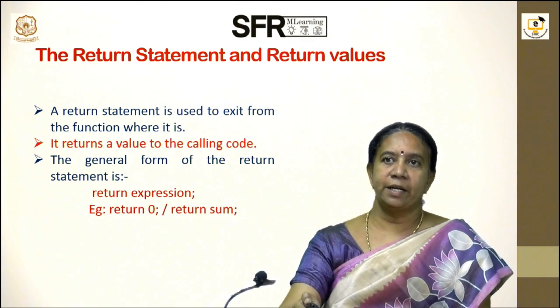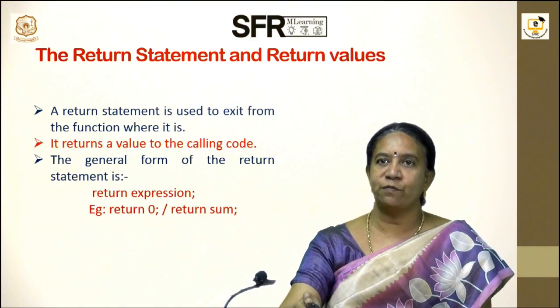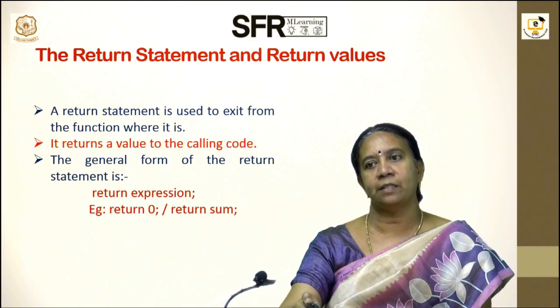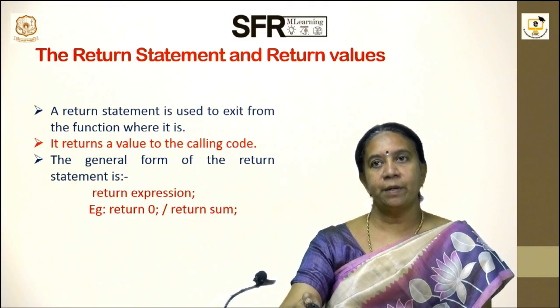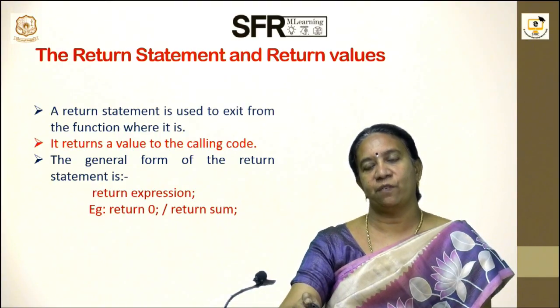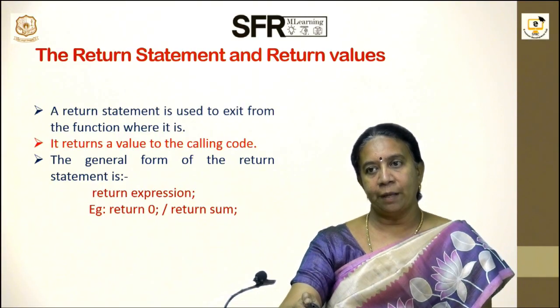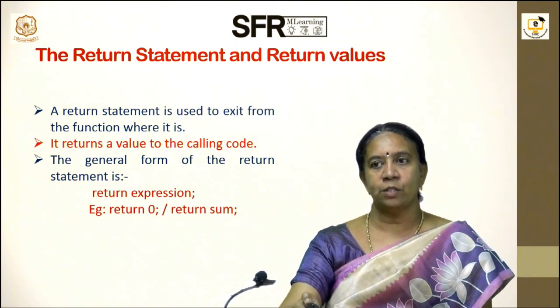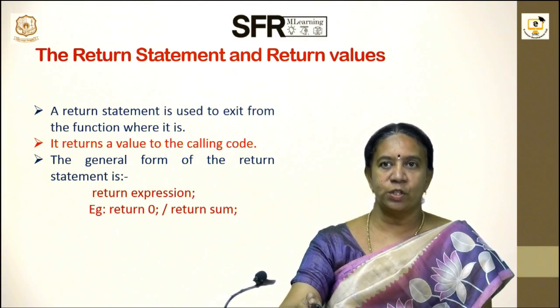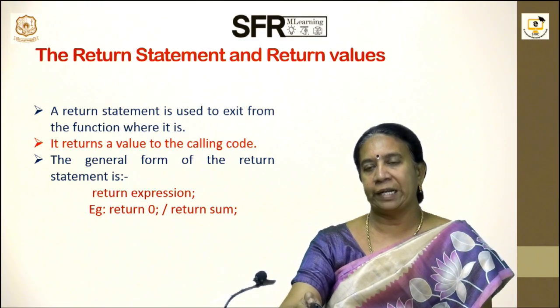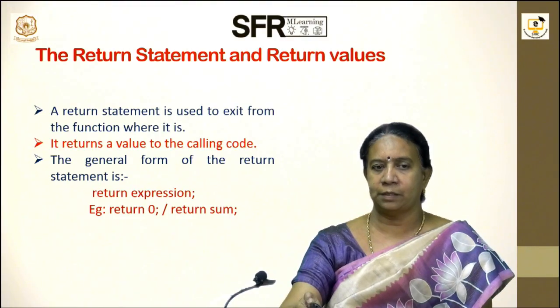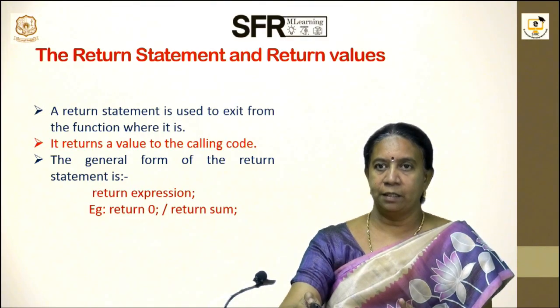The return statement and return values. A return statement is used to exit from the function where it is. When a program executes the return instruction, the execution comes out of the function block. It returns a value to the calling mode. The general form of the return statement is return expression. Example, return 0 or return something, anything we used in the function.